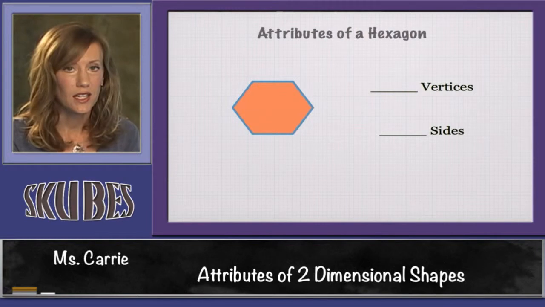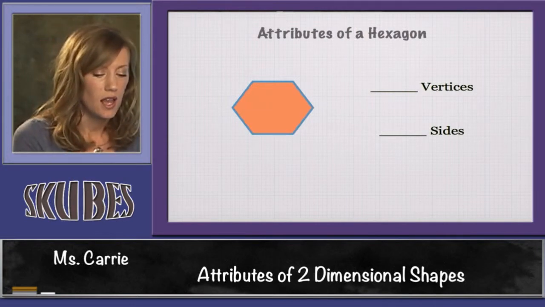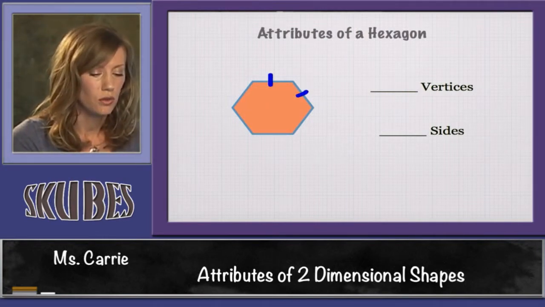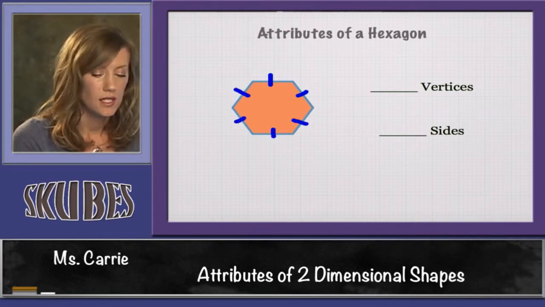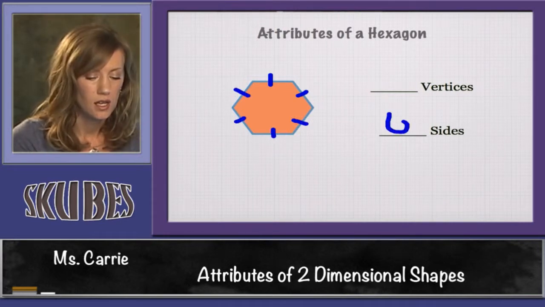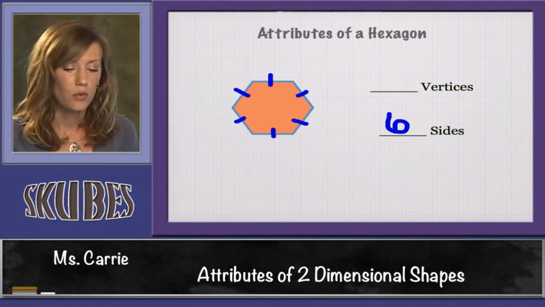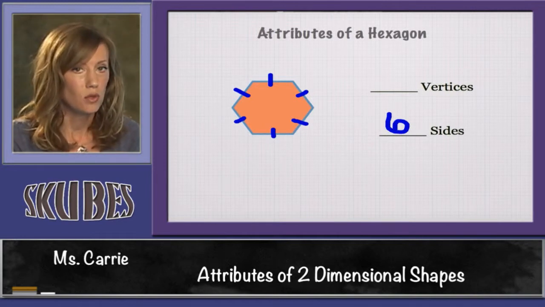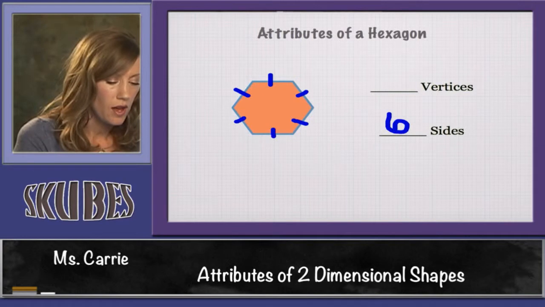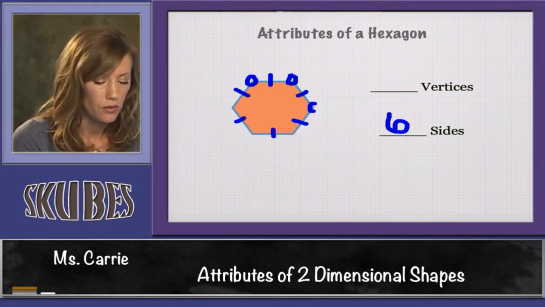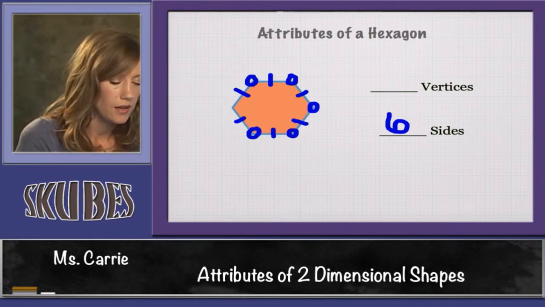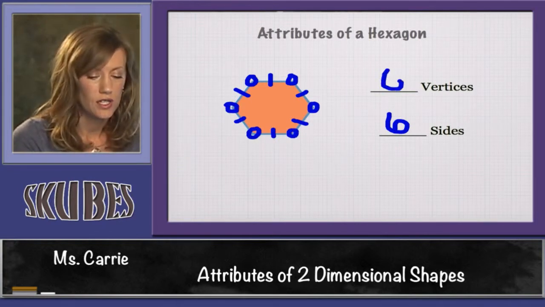Now let's take a look at a hexagon. A hexagon has 1, 2, 3, 4, 5, 6 sides. And you have to be careful when you count up the vertices because you have to look really closely. You have 1, 2, 3, 4, 5, 6 vertices.